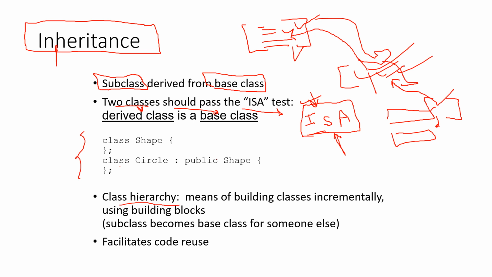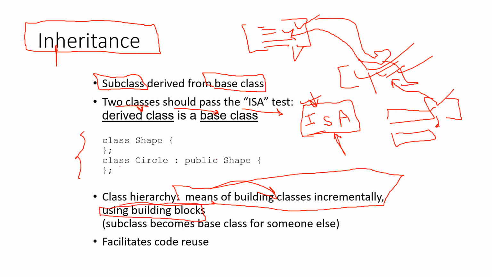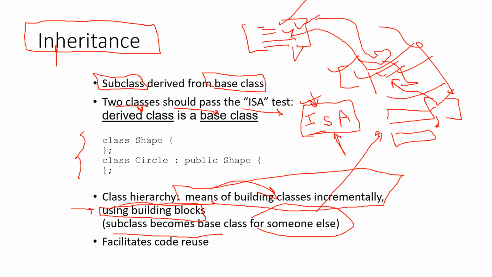Then the last is class hierarchy. What is class hierarchy? It means to build classes incrementally, using building blocks. A subclass becomes the base class for someone else. That is what I was trying to explain over here. I have told you all the things in a very simple way, with day-to-day life applications. Suppose this is the grandfather, this is your father, and this is you, right? That is the best example.